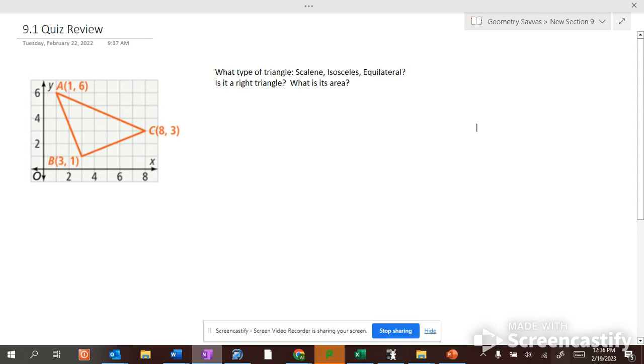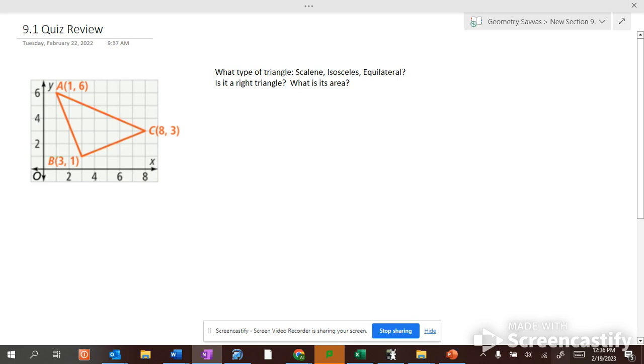Okay, people, here is our review for your section 9-1 quiz. Okay, so this is what you did last time in class when I was there. And then now we're going to review for the quiz over this. So, what type of triangle is it?